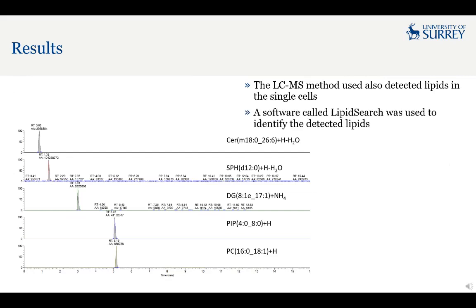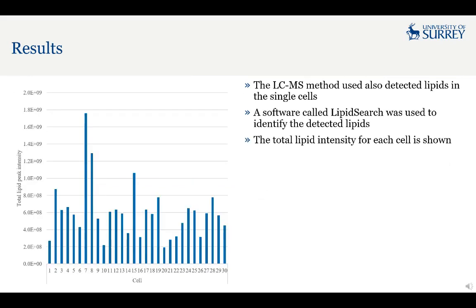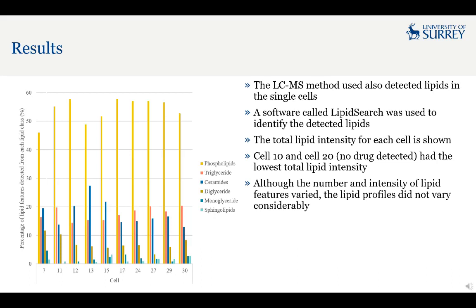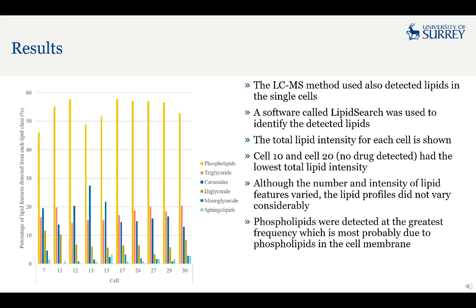A software called LipidSearch was used to identify the detected lipids. The total lipid intensity for each cell is shown. For cell 10 and cell 20, where no ethambutol or dapsone were detected, the lowest lipid intensity was seen. Although the number and intensity of lipid features varied, the lipid profiles did not vary considerably. Phospholipids were detected at the greatest frequency, which is most probably due to the phospholipids seen in the cell membrane.